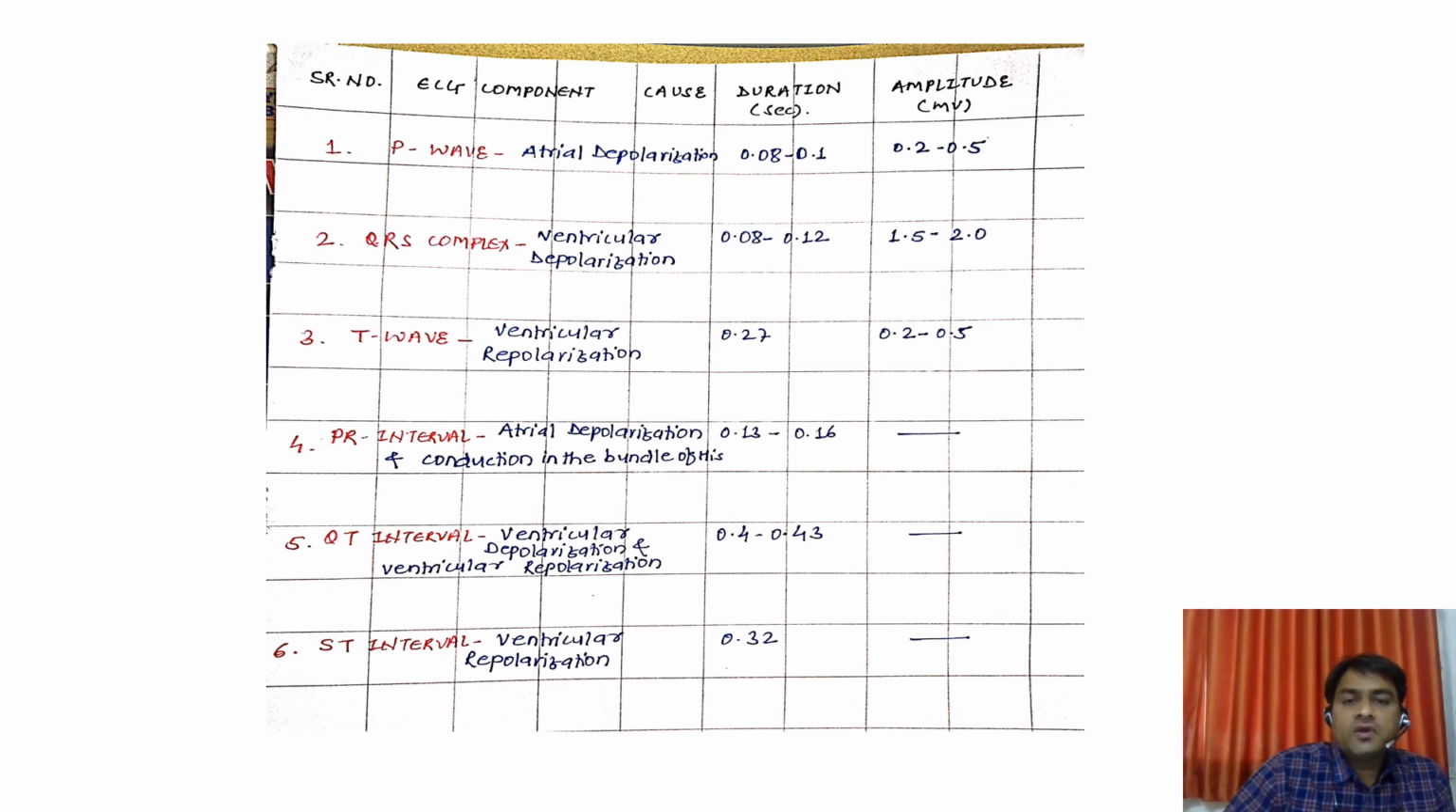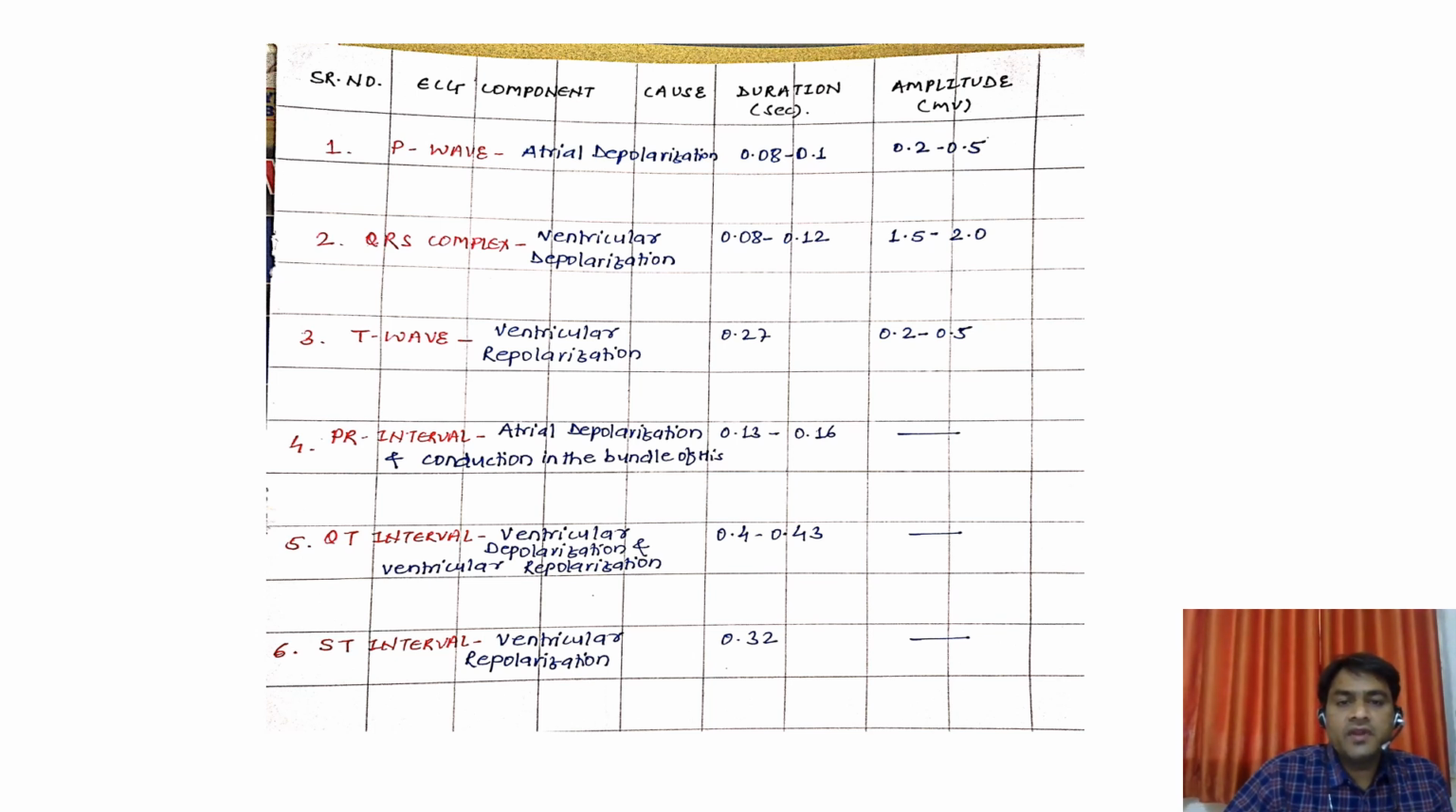P wave is because of atrial depolarization, as I already said. Duration is 0.08 to 0.1 seconds. Amplitude is 0.2 to 0.5 millivolts.